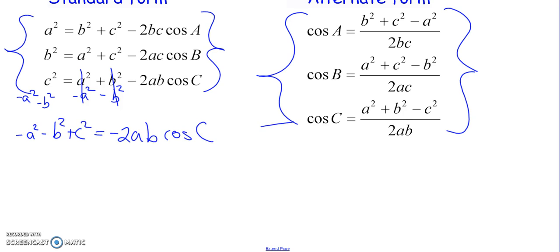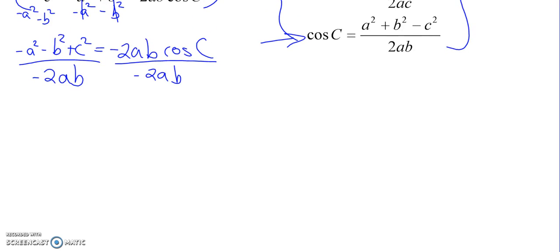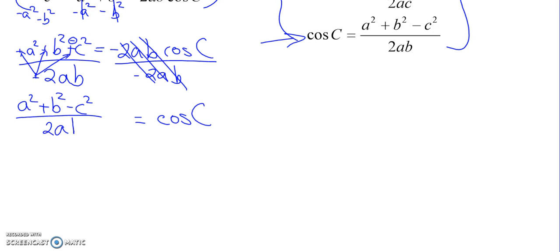And the way you come up with this formula here on the right is we are going to divide both sides by negative 2ab. And you will see that the negative 2's, the a's, the b's, those all cancel. So the right-hand side is cosine C. And on the left, the only trick here is there's a lot of negatives, and we divide this negative into all three. So two negatives make a positive, same thing here, and this becomes a negative here, leaving you with a squared plus b squared minus c squared all over 2ab.